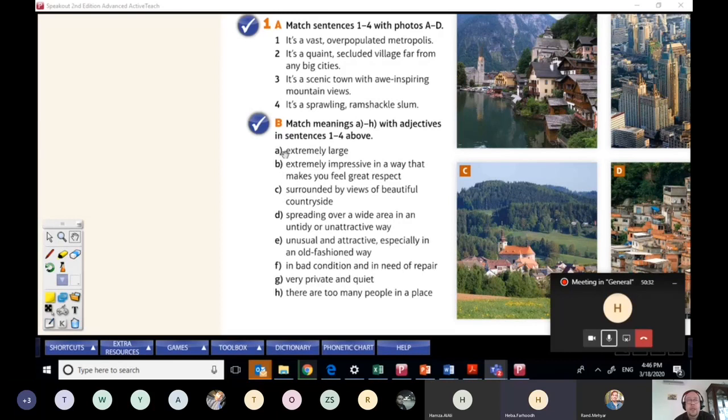Okay, which word means extremely large? B. Vast, I think. Vast. That's okay, vast. So now, why in English do we have all these words that mean the same thing? So extremely large and vast basically mean the same thing. So why don't we just say extremely large all the time? I don't know. Okay. Maybe then we won't have anything to learn in English advanced.